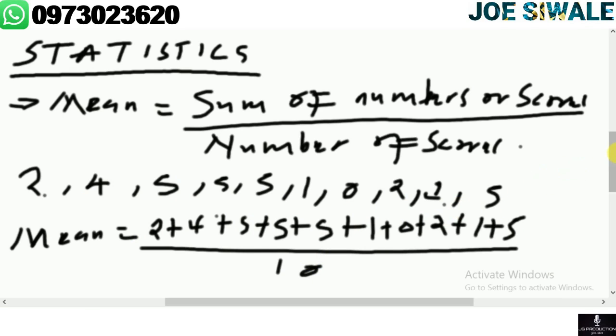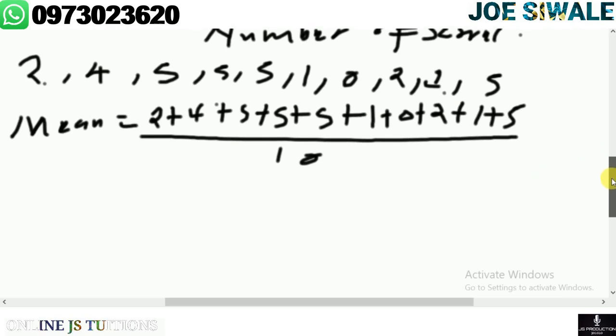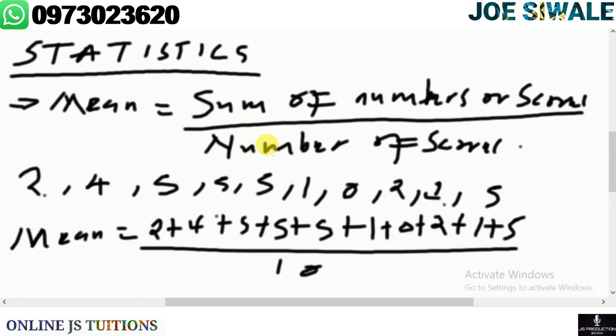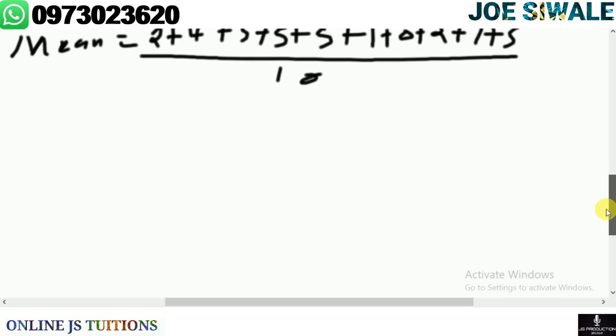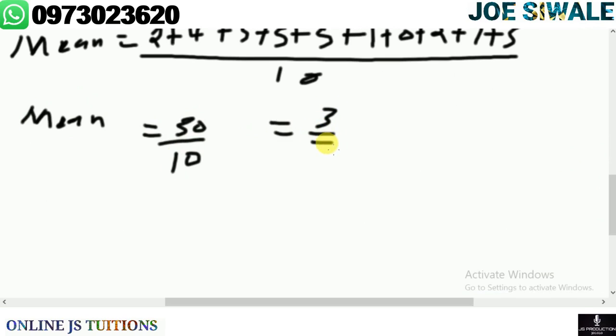So I have 30 divided by 10. So I'm going to have mean is equal to 30 divided by 10, and my answer will be 3. So that's my mean. Then let us look at the mode.